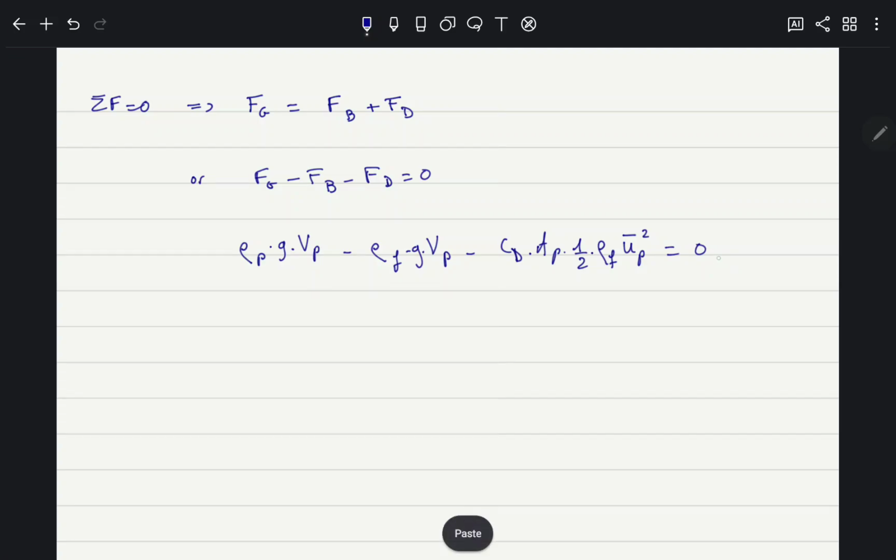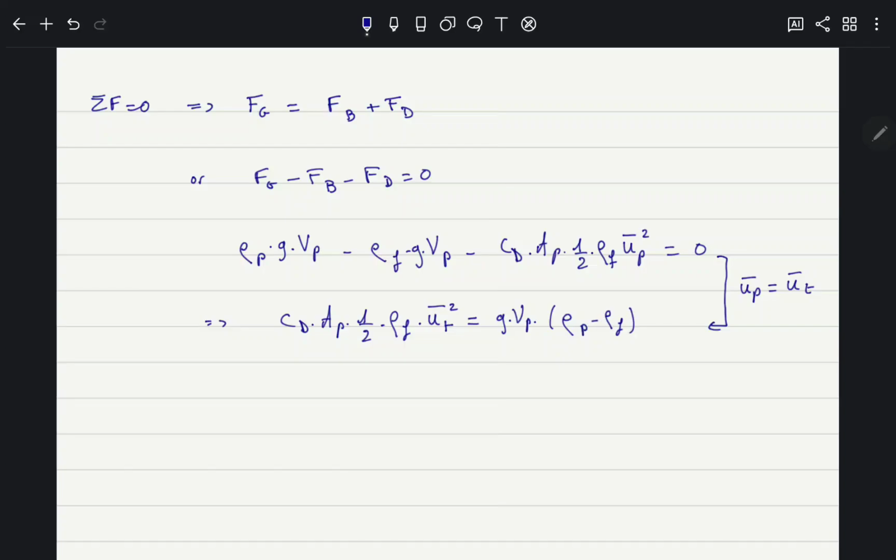Okay, so now we want to find ut, so we're going to call the velocity of the particle ut, and we're going to solve for it. So we'll have Cd Ap 1/2 of rho f ut average square equals g Vp, and on the other side of the equation we have rho p minus rho f.